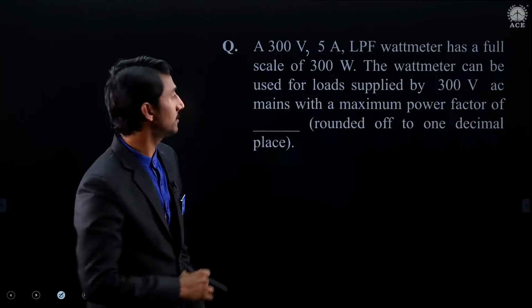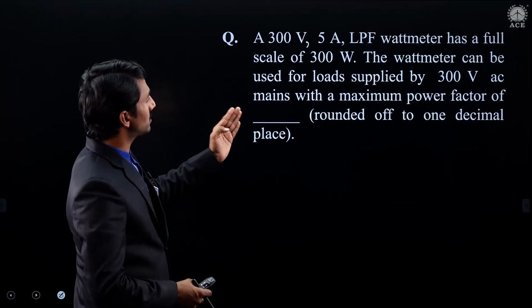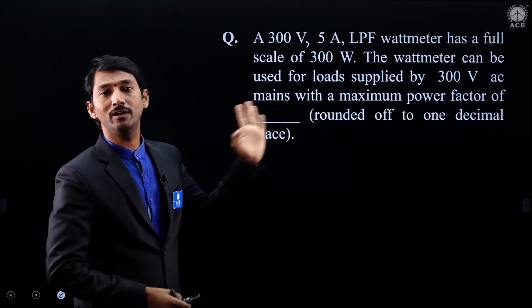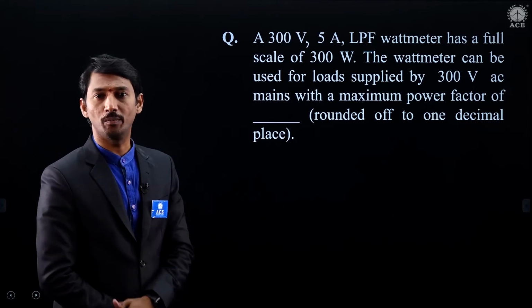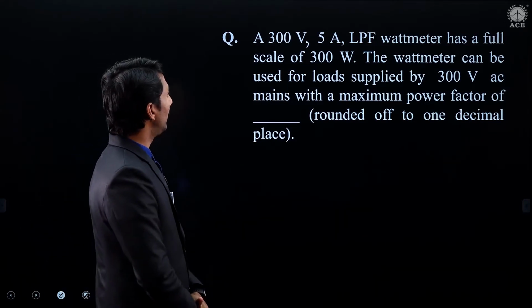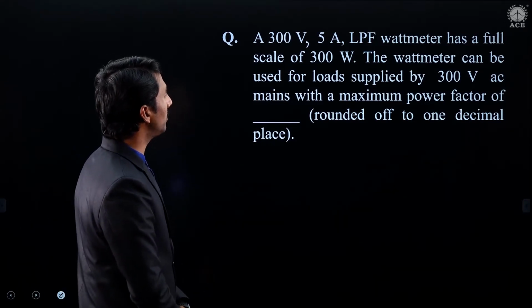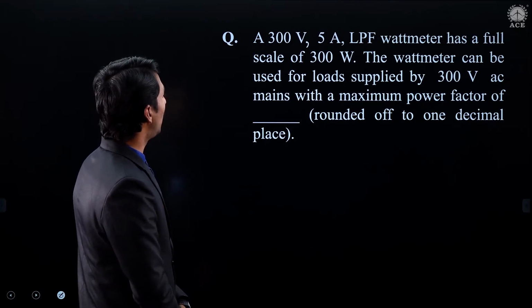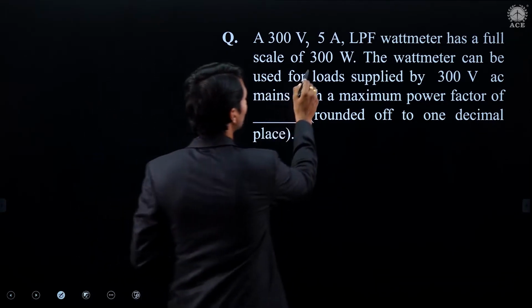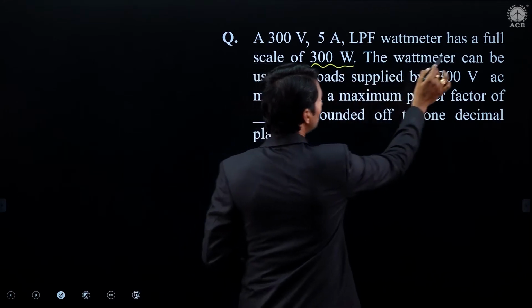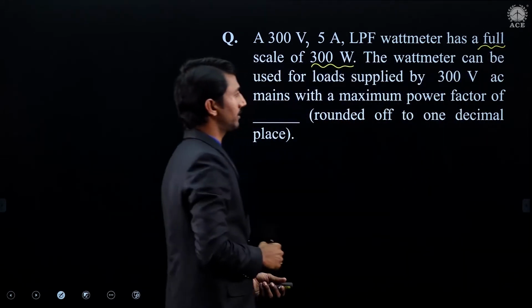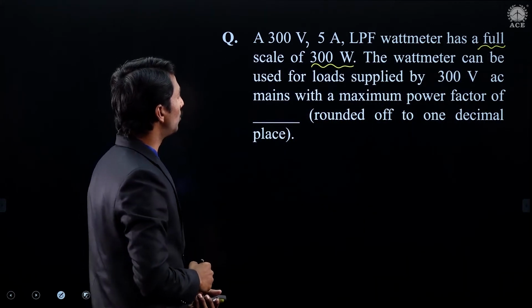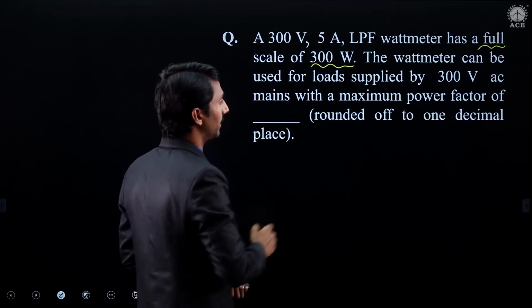Clear? The next question from the measurement subject is from the LPF wattmeter topic, nothing but the wattmeter topic. What is the given data? A 300 volt 5 ampere LPF wattmeter has a full scale of 300 watt. So what is the full scale value? 300 watt.